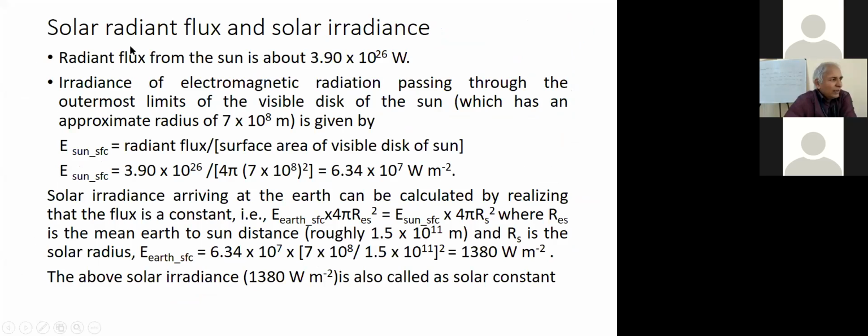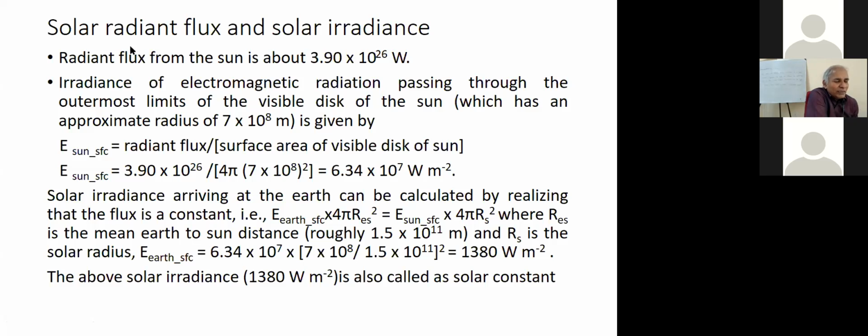Before that, as I told you, the source of energy for the Earth-atmosphere system is the sun. The radiant flux coming out from the sun, which is the radiant power, is the amount of energy coming out from the sun per unit time. This has a value of 3.9 x 10^26 watts. The visible radius of the sun is approximately 7 x 10^8 meters. So 4 pi r squared of this visible disk of the sun will be its surface area.